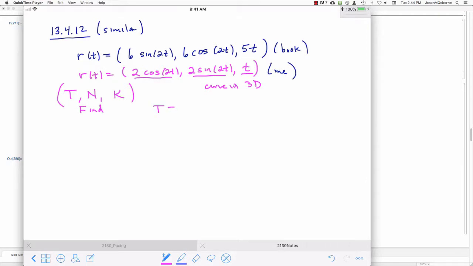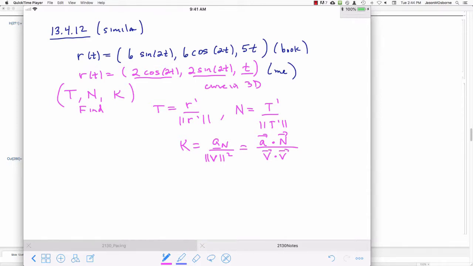And notice that when we had the formulas, T, which was r prime divided by the magnitude of r prime, and N was equal to T prime divided by the magnitude of T prime, and then curvature was the normal component of acceleration divided by the magnitude of the velocity squared, and the normal component of acceleration was the acceleration dotted with the normal vector divided by v dotted with v. So this is the formula that we have. Nowhere in these formulas did we have to talk about being 2D specifically. You can also take 3D. All these formulas just involve dot products, and we can take a dot product in 2D and 3D.